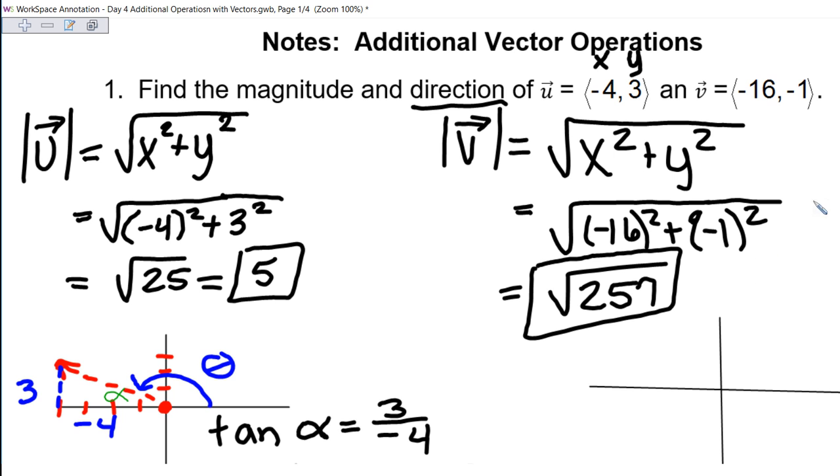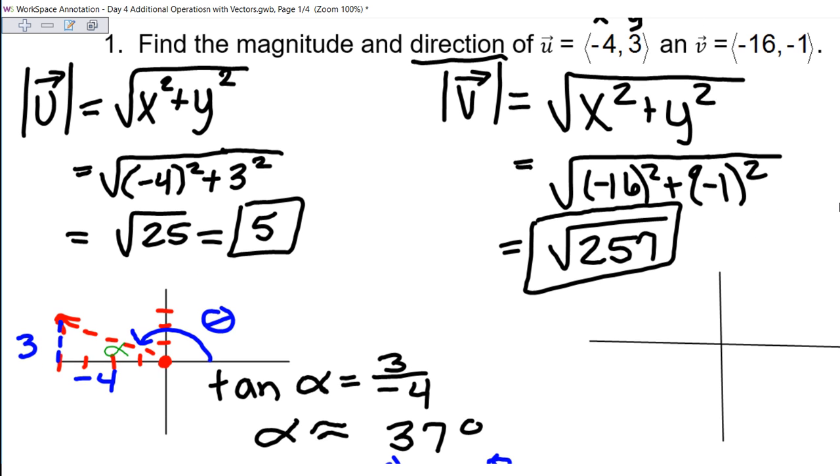Okay. For vector v, the component form is negative 16, negative 1. Now remember, component form, that means the initial point is where? At the origin at 0, 0. Now here the x value is negative 16. I'm not going to count all that way. I'm just going to estimate. I'm going to say negative 16, negative 1. I'm going to say right there is the point.